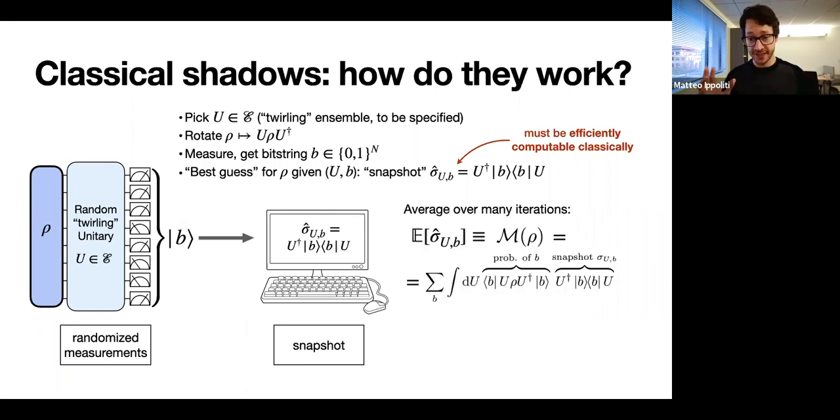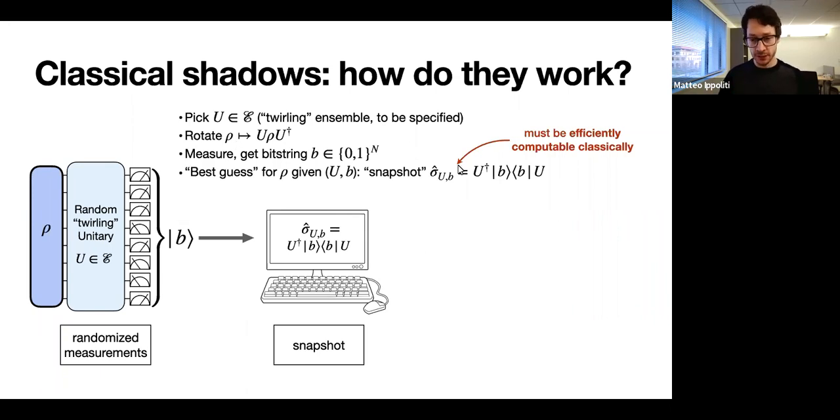And given only this data, the best we can do is to conjecture that our quantum state was the bit string we got, rotated backwards into the original basis. In other words, we have gone in and we have rotated rho. We've found it to be in a certain basis state, and the best we can guess is that we simply rotate the state back to the original basis, and this is what this snapshot represents. Okay.